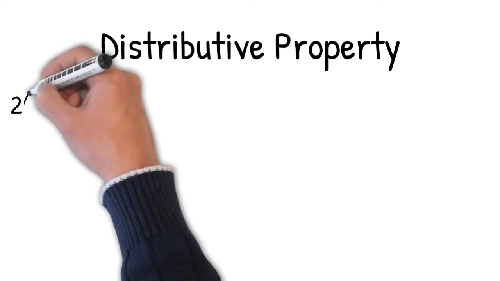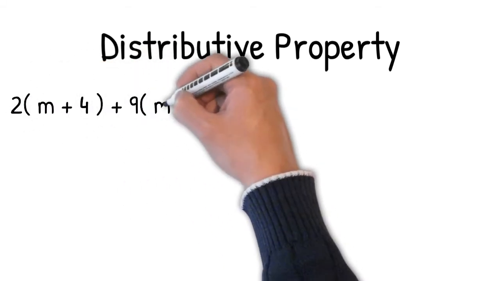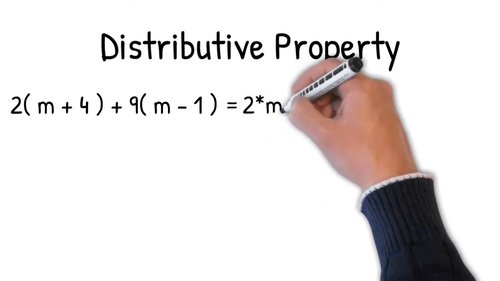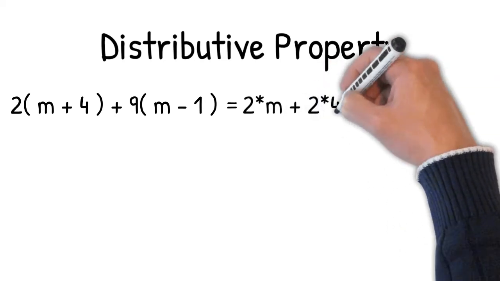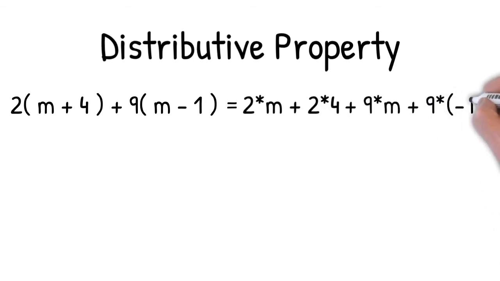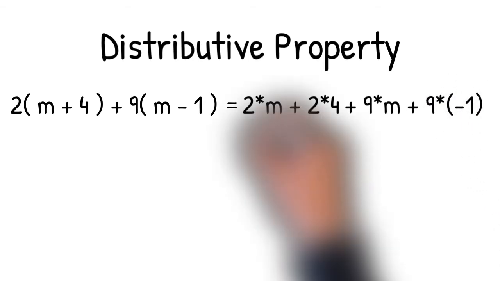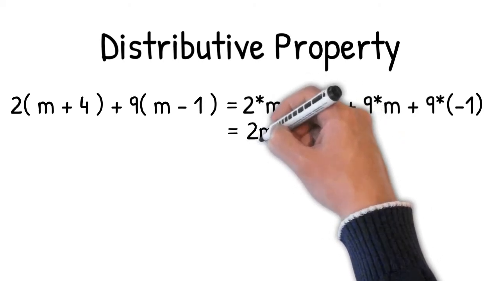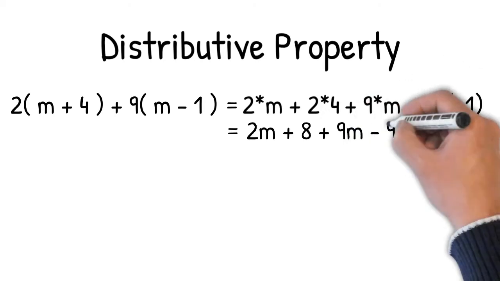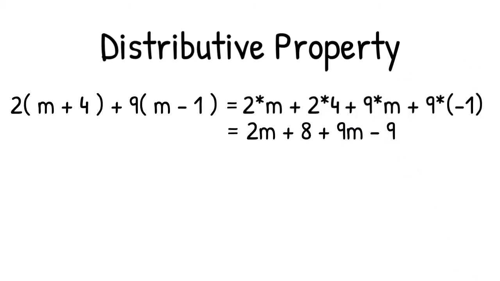This time let's work on a slightly harder problem: 2 times, in parentheses, m plus 4, plus 9 times, in parentheses, m minus 1, and we want to simplify this. So start by using the distributive property: 2 times m plus 2 times 4 plus 9 times m plus 9 times negative 1. That gives us 2 times m is 2m, plus 2 times 4 is 8, plus 9 times m is 9m, plus 9 times negative 1 is negative 9.